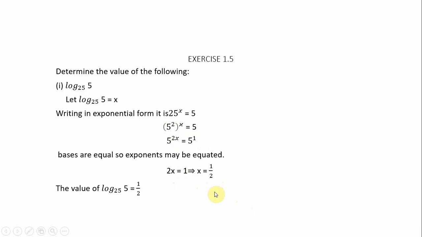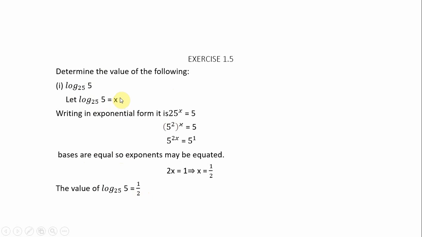But for the remaining sums, I did not write the total pro forma, and you have to write this total pro forma. So finally, the value of log 5 base 25 is equal to 1 by 2. These are the steps required to get 2 marks. This is a compulsory 2-mark question. Determine the value of the following: log 5 base 25 is equal to x.